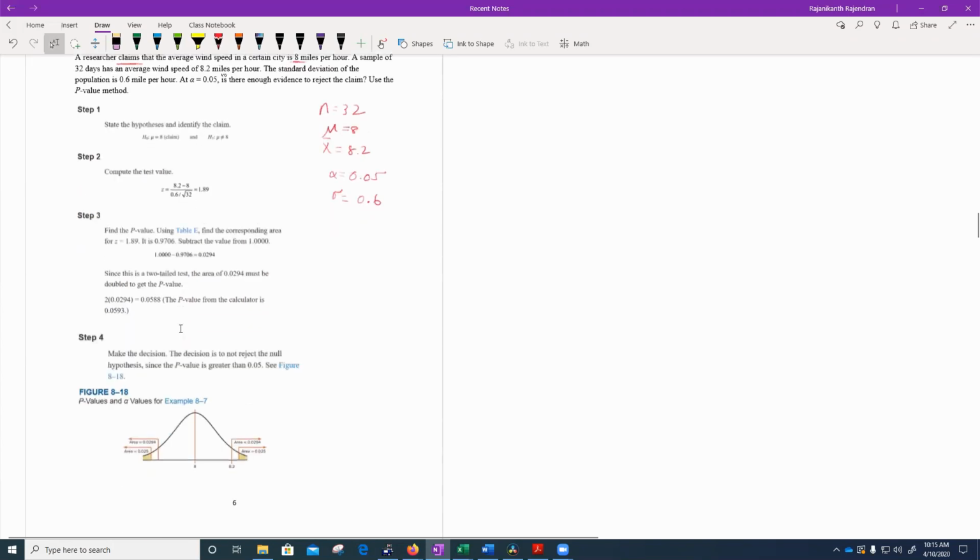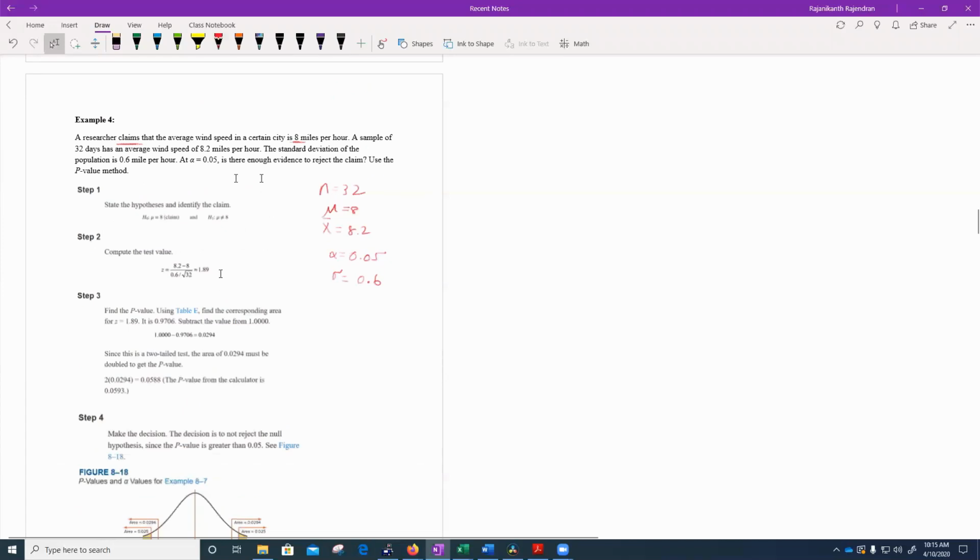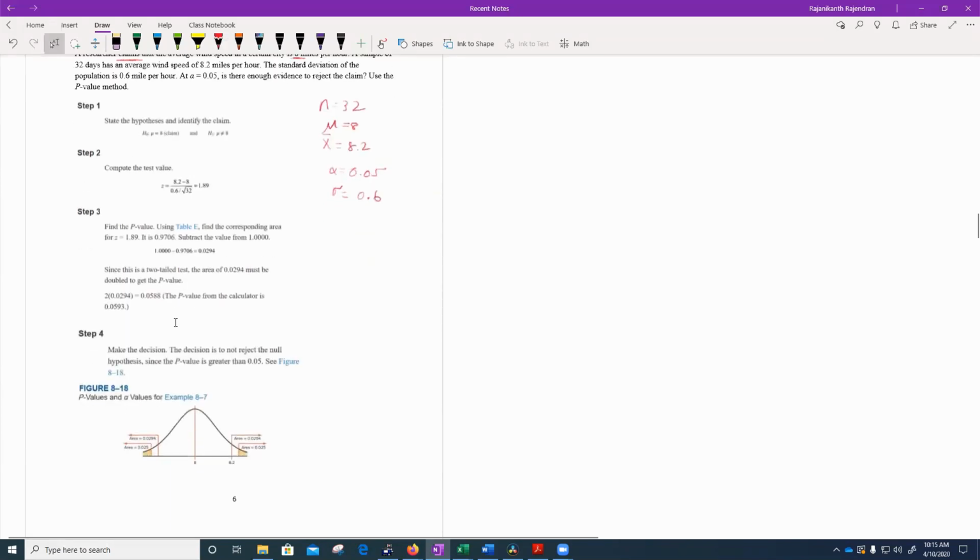That is why you have a picture like this. Now you have two areas. So your alpha over 2 is now 0.025, because you need to divide it into two pieces. Here they use the manual method, and you find the test value is 1.89.